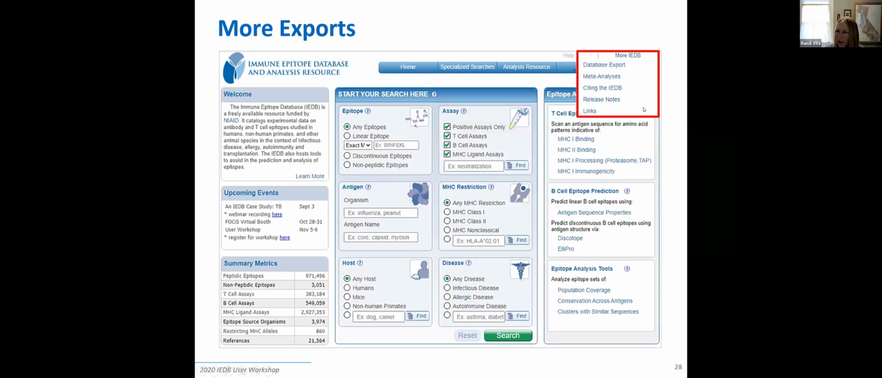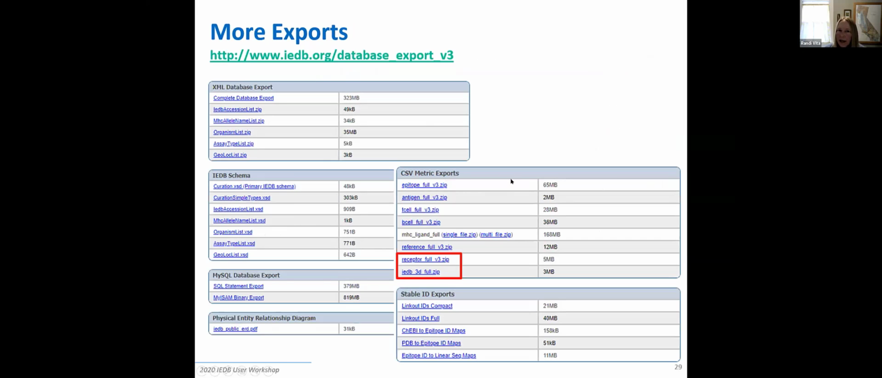And then under more IEDB, there's even more information. We've packed the website full of information, but I want to point out one thing here, which is the export. So export is also something people have asked about. You can download the entire database. This is a free resource. We exist solely to help you do your research. So feel free to take the whole database if you're a bioinformatician, and you can use it however you would like. From here, our CSV exports are actually the most popular ones, and they're here.